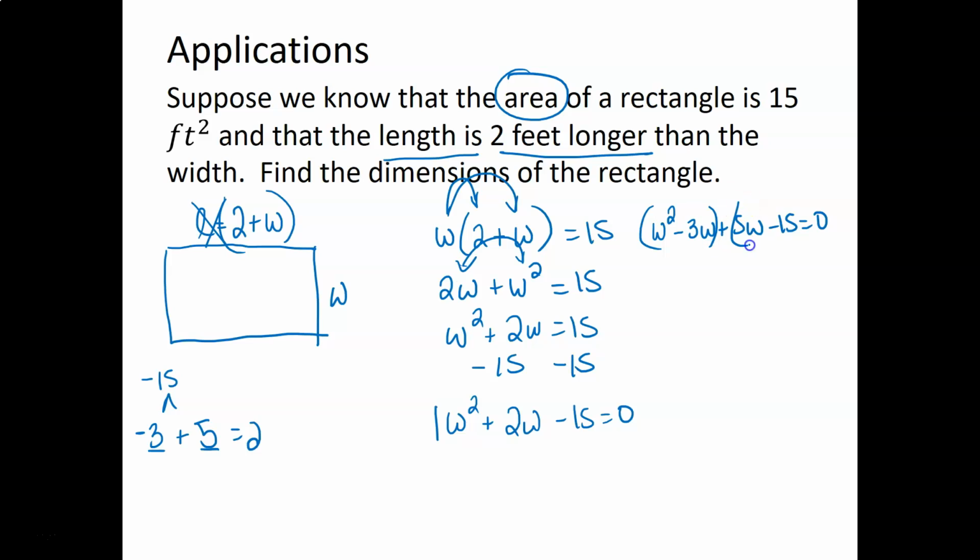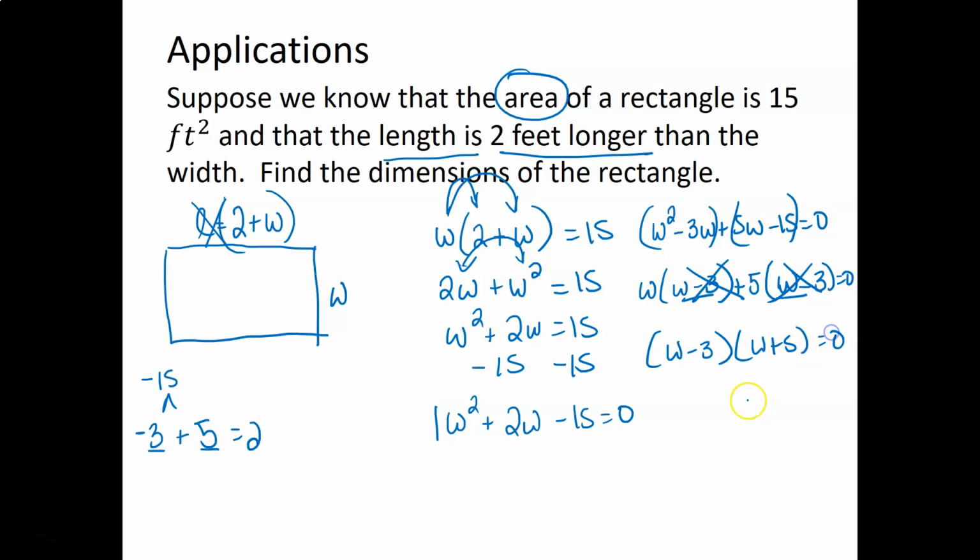I'm ready to factor, so I'm going to put these into two groups. The GCF of the first group is W, so that's W minus 3. The GCF of the second group is 5. 5W divided by 5 is W. Negative 15 divided by 5 is negative 3. These are my new common factors, so I factor that out. So that's W minus 3 times W plus 5 equals 0.